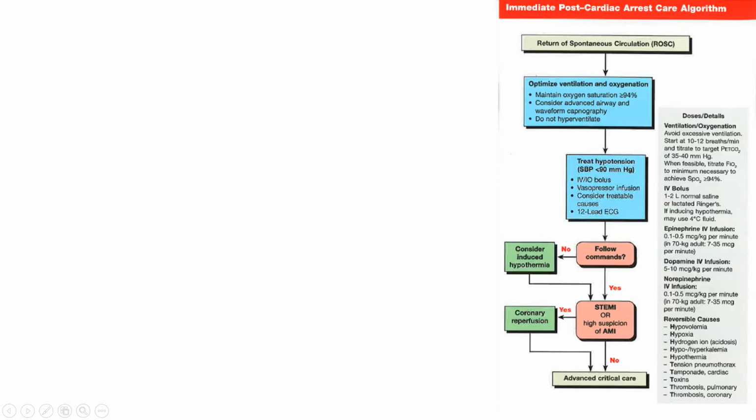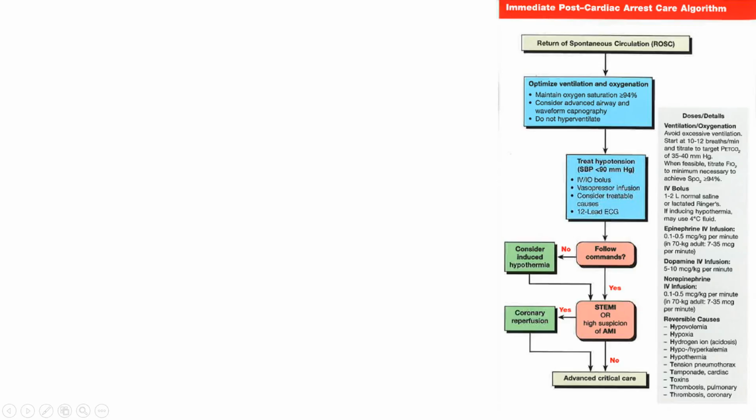When feasible, titrate FiO2 to a minimum necessary to achieve SpO2 greater than, this is oxygen pressure, greater than 94%. So basically you want to keep this person above 94%, giving them 10 to 12 breaths per minute, and you have that capnography thing, then you can get the PETCO2, and you want to get that around 35 to 40.